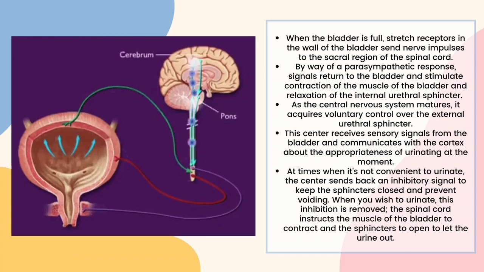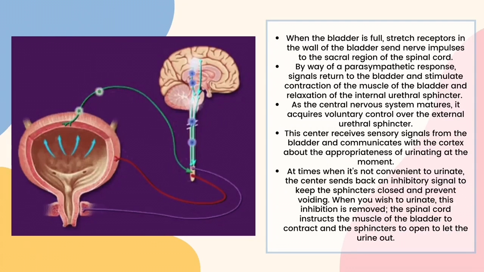Micturition reflex is activated when the urinary bladder wall is stretched as urine fills the urinary bladder. So when the bladder is full, stretch receptors in the wall of the bladder send nerve impulses to the sacral region of the spinal cord. The urine filling the urinary bladder stimulates stretch receptors which produce action potentials. These action potentials are carried by sensory neurons to the sacral segments of the spinal cord through the pelvic nerves.